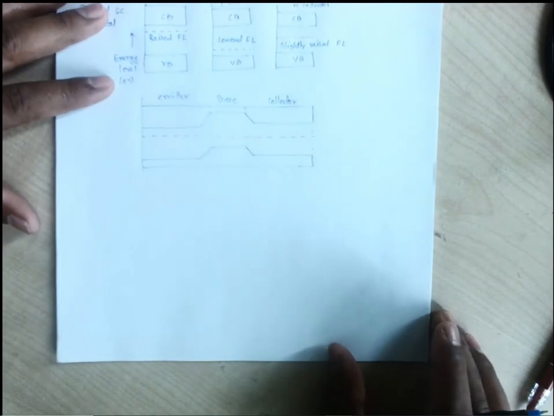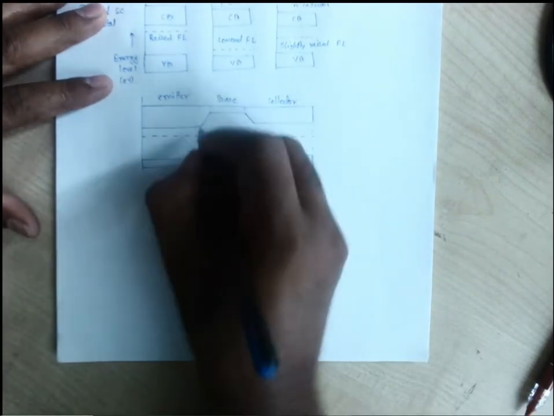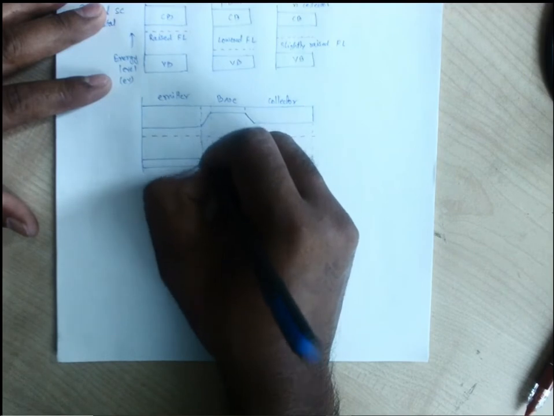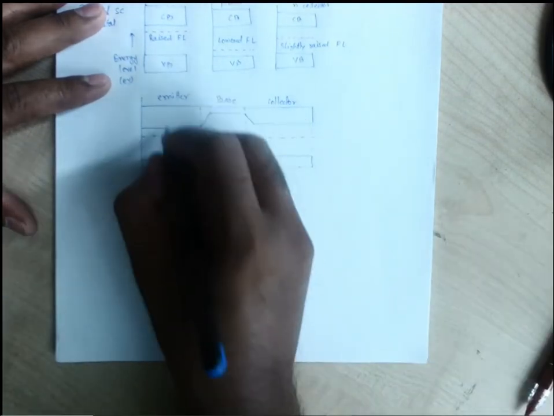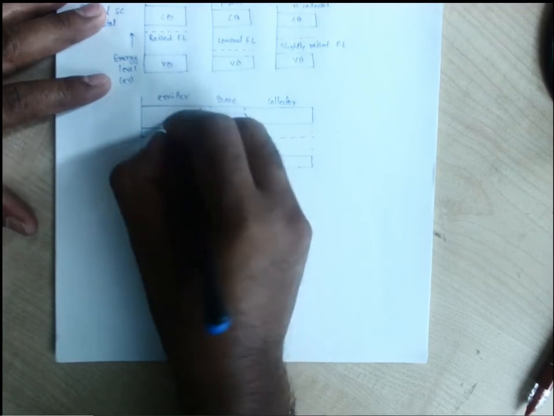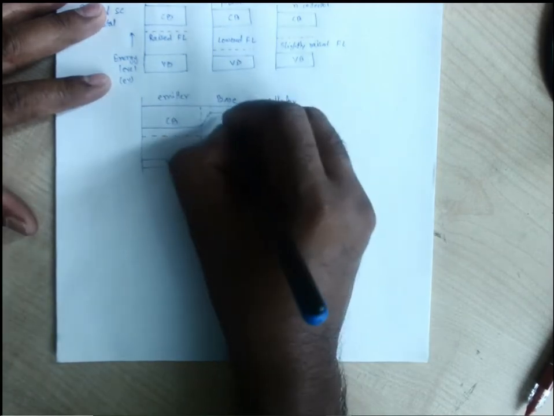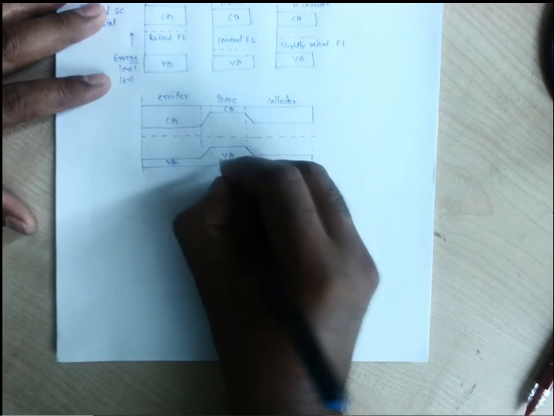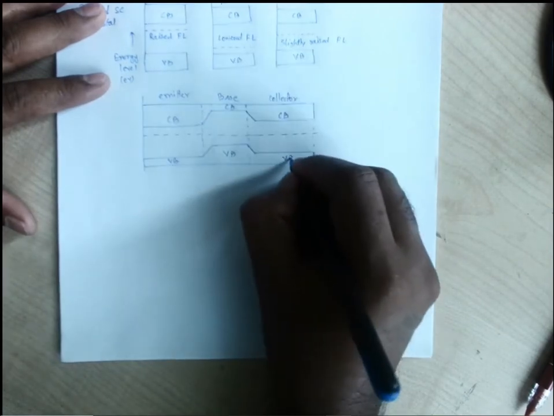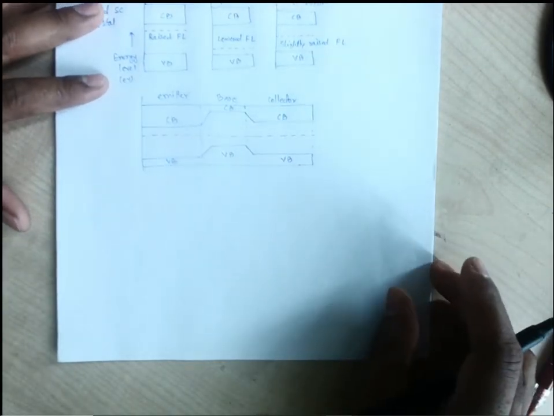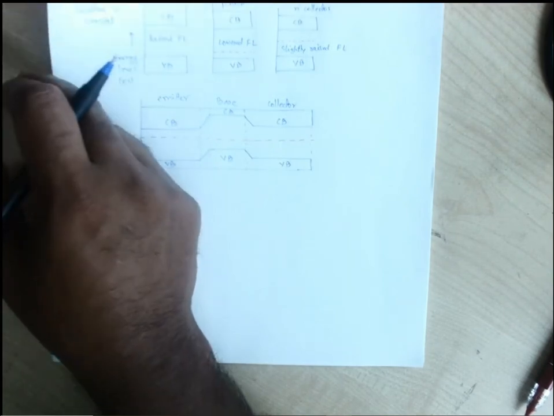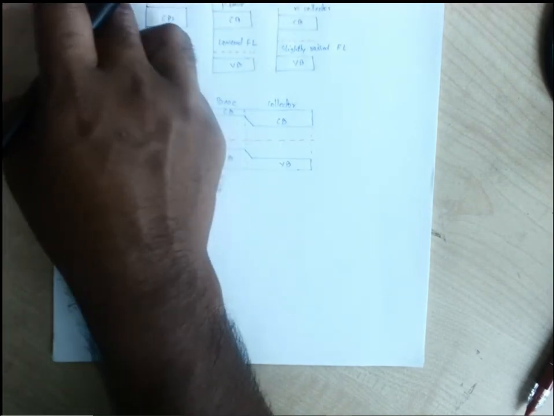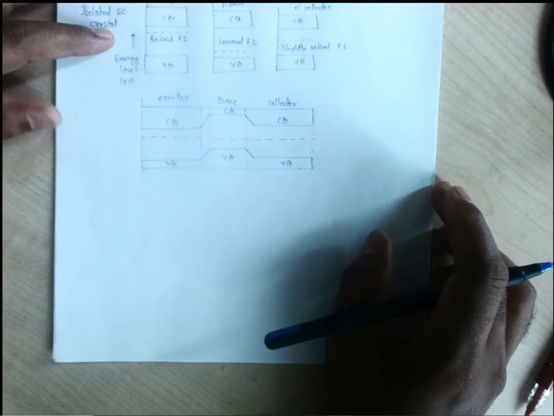Like this. So this part is for the emitter, it is valence band, it is conduction band. Here it is conduction band, it is the valence band, it is the conduction band, it is the valence band. Okay. So this is about the unbiased transistor, how these energy band diagrams are for the NPN transistor.